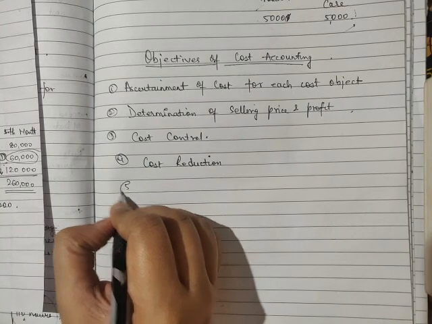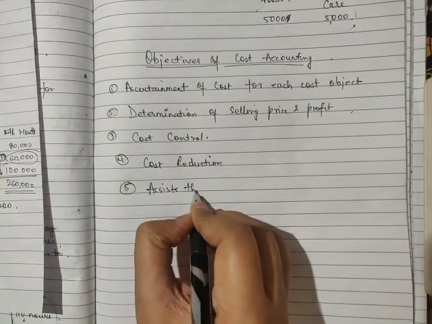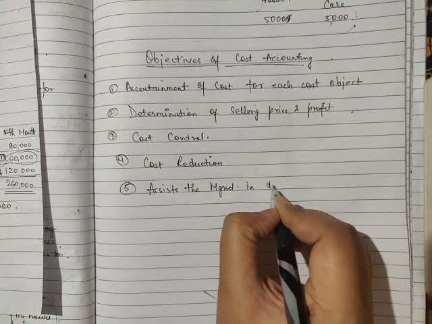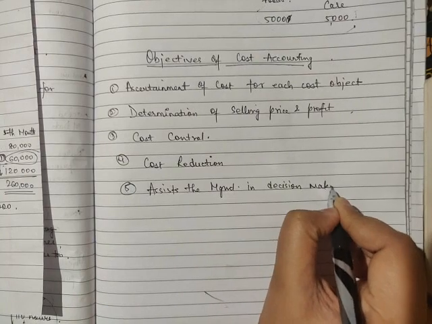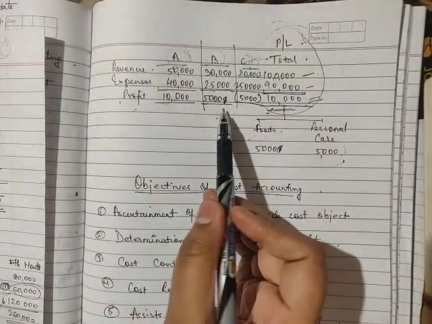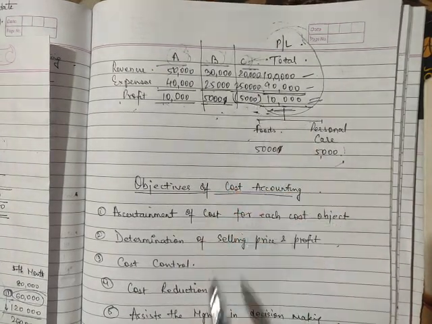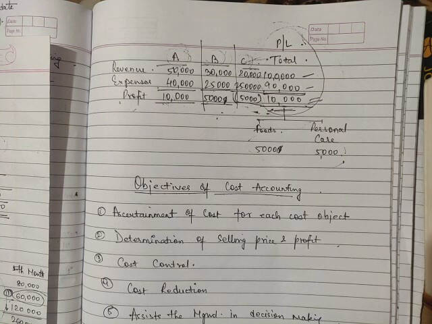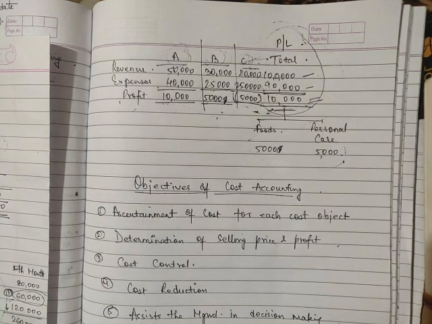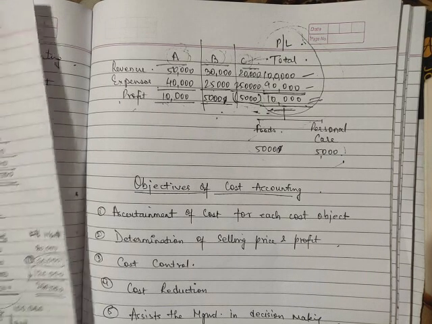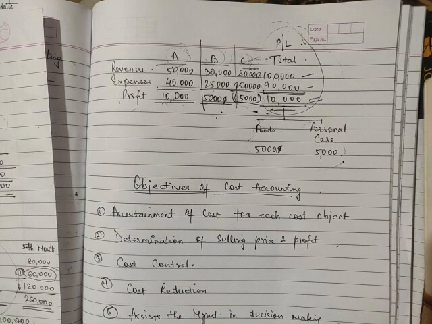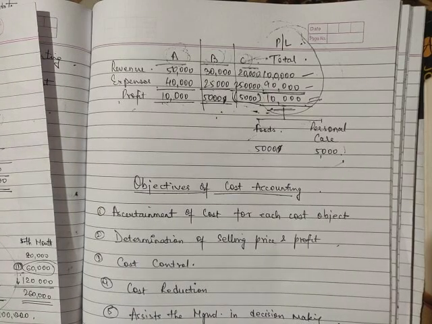Next is that it assists the management in decision making. Suppose in the previous example only, A, B, and C were the three products. So C had made a loss of 5,000. If year on year C continues making losses, management may decide to discontinue the product. Say if the raw material cost keeps on increasing product after product, management might look into changing the supplier because maybe there is some issue with the supplier because of which there is increased fault in the finished material. All these costing data helps the management to make such decisions.